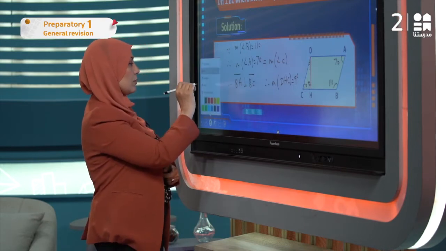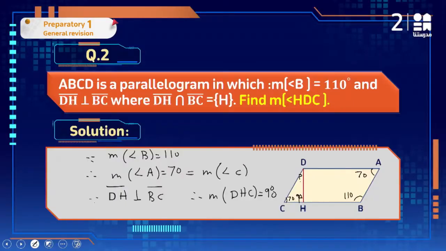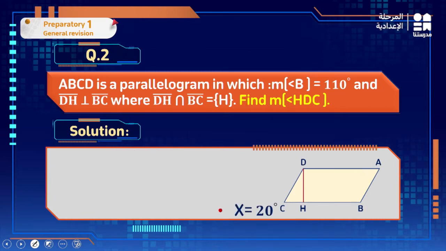Let me change the color now. The measurement of angle HDC equals 180 minus 70 plus 90, which is 180 minus 160. Then when we subtract them, we will get 20. So the correct answer is 20.